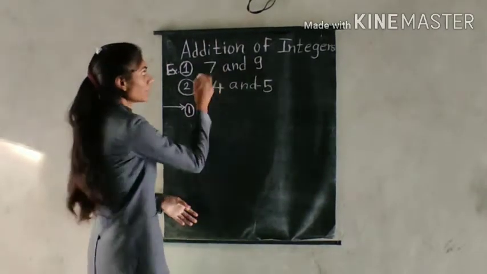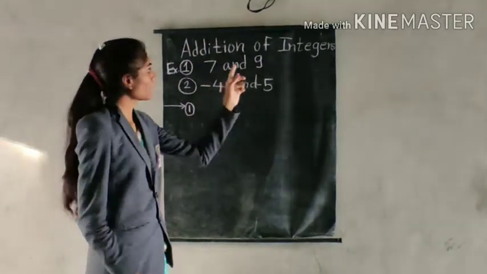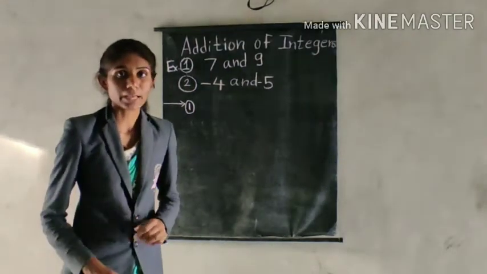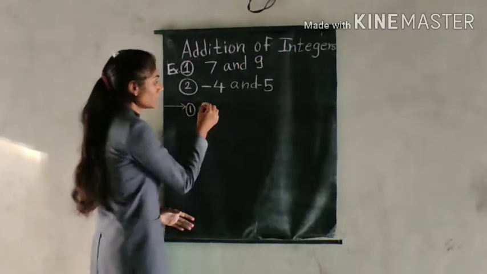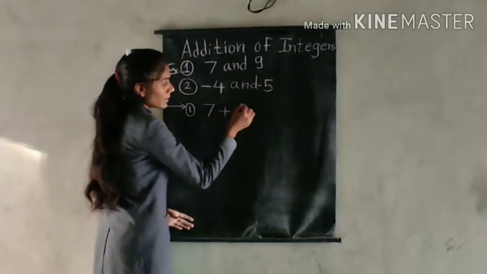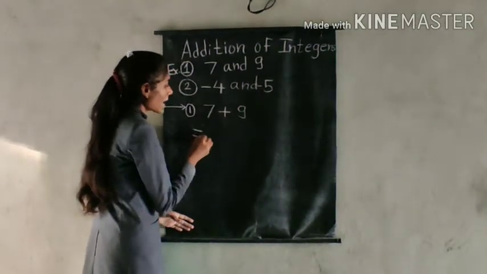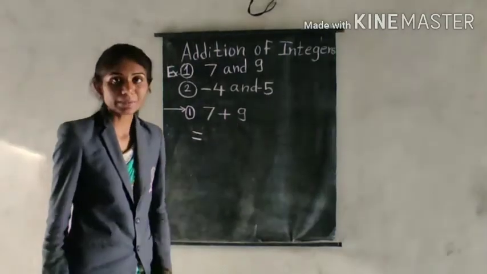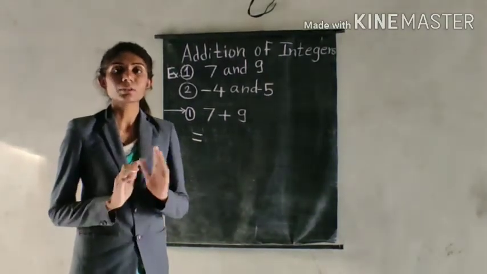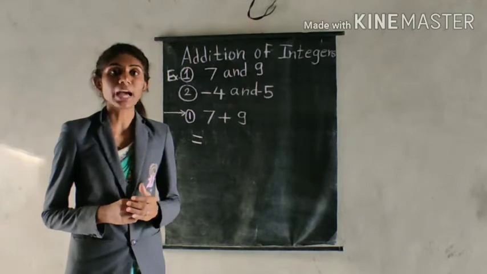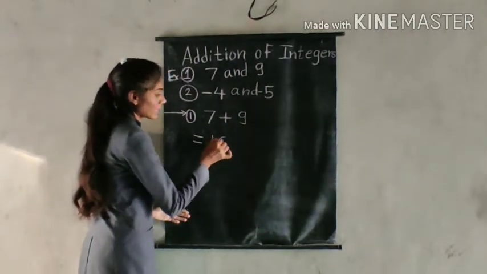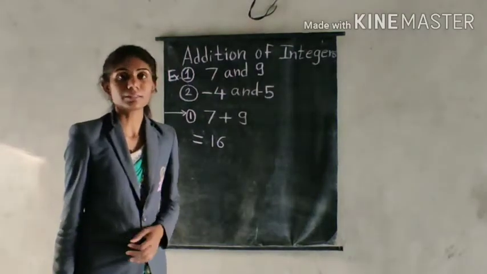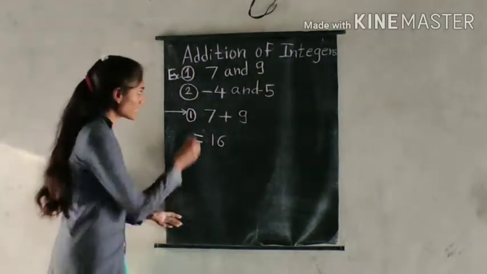So in our first example, 7 and 9, these two numbers are given. They told us to add them, so we need to add them: 7 plus 9. As you know, both are positive integers. Add them the way we generally do addition. So 7 plus 9 will come 16. This is our answer.